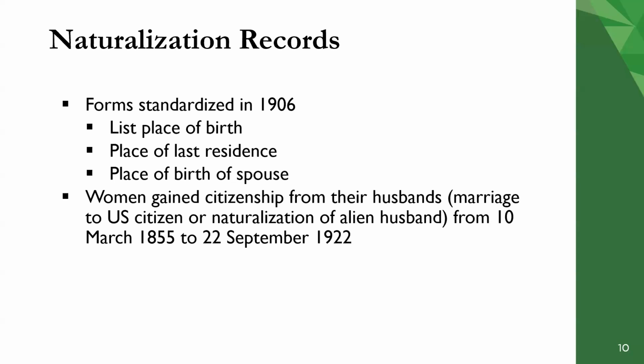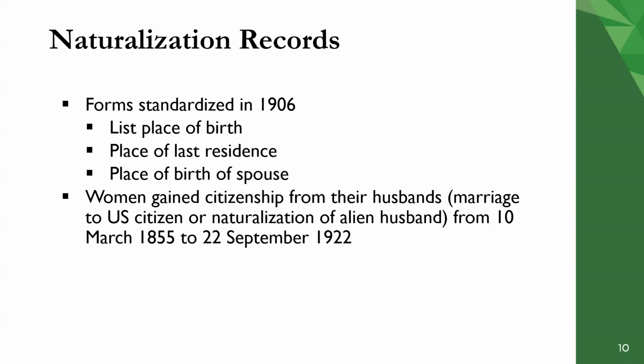And then we get into naturalization. A lot of Italians did naturalize. A lot of Italians didn't naturalize. And there were different laws throughout the different time periods. Everything got standardized around 1906. So you will see the place of birth, the place of last residence, and you might find the place of birth of the spouse as well.